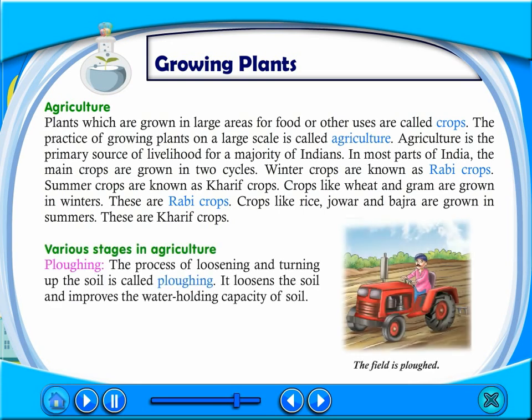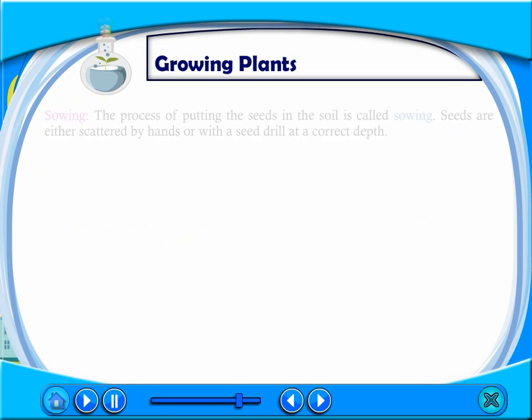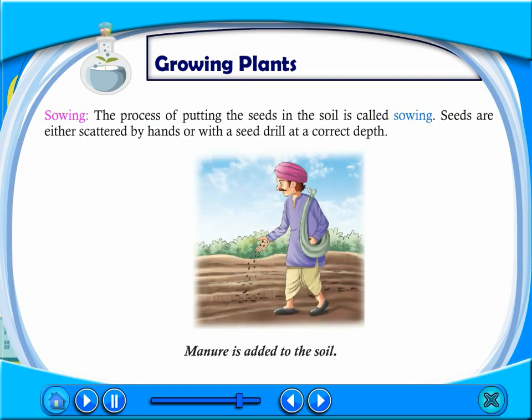Various stages in agriculture. Ploughing. The process of loosening and turning up the soil is called ploughing. It loosens the soil and improves the water holding capacity of soil. Sowing. The process of putting the seeds in the soil is called sowing. Seeds are either scattered by hands or with a seed drill at a correct depth.